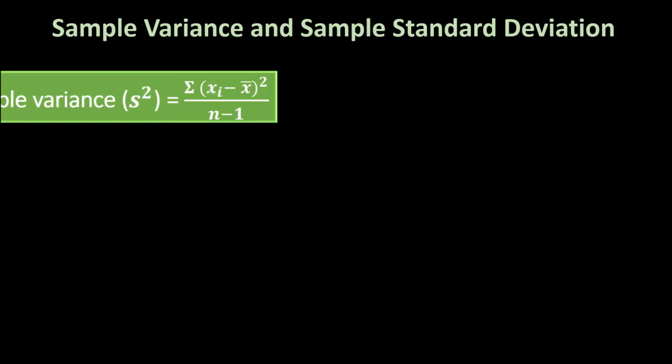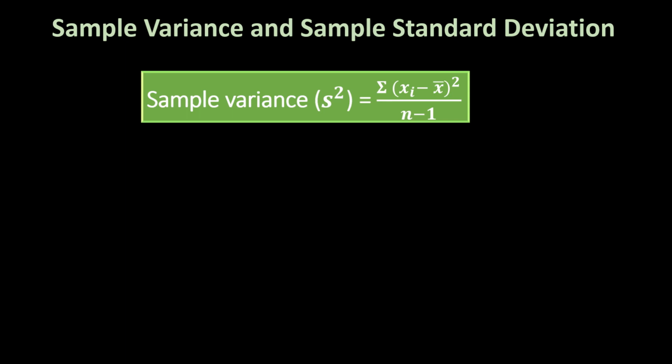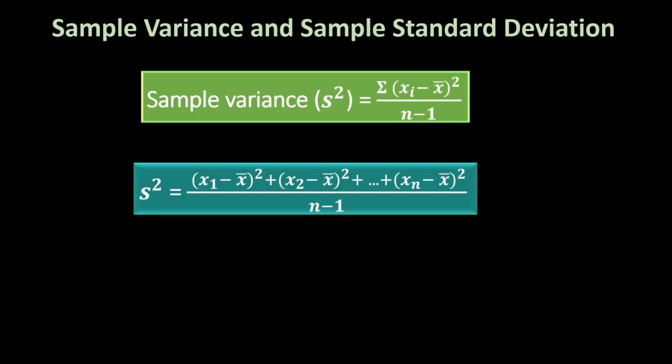Now let me explain sample variance and sample standard deviation. What is the sample variance? We use s to the power 2. That is the notation, s squared. So that is the summation, i goes from 1 to n, of xi minus x bar to the power 2, divided by n minus 1. If I expand this without summation, you can write it like this. Okay, this is the sample variance.